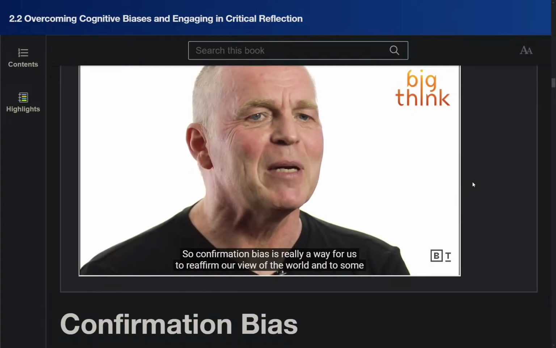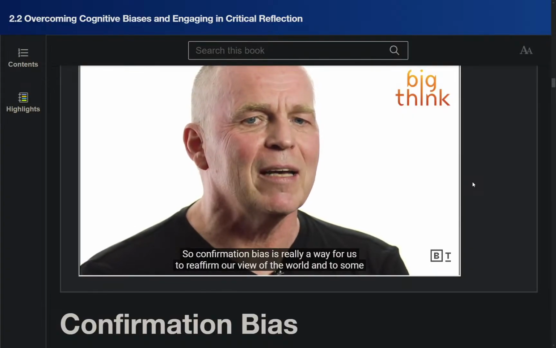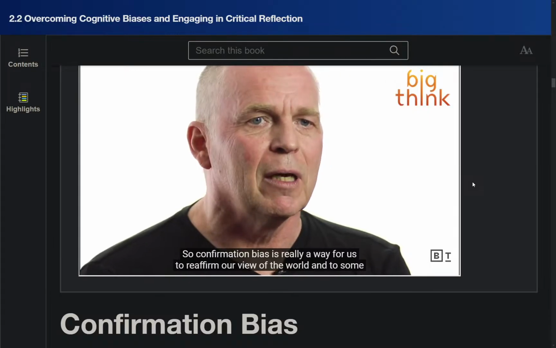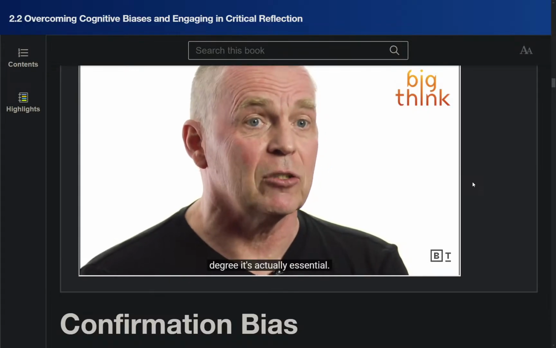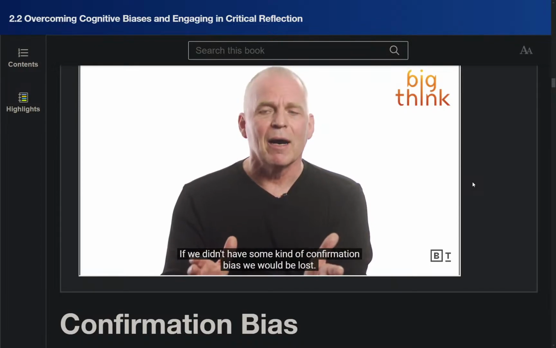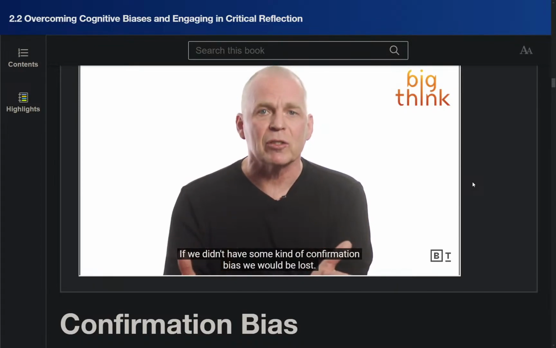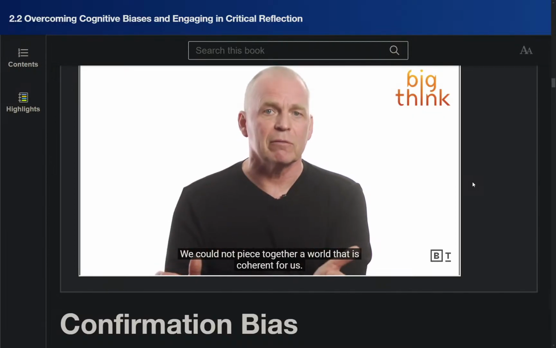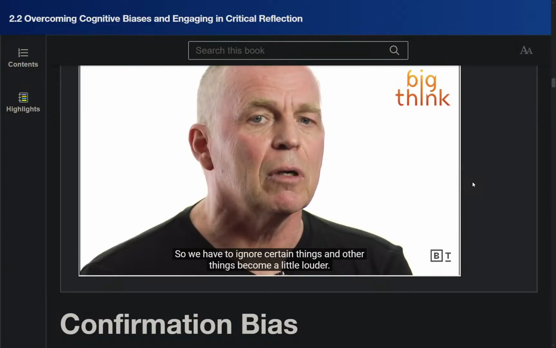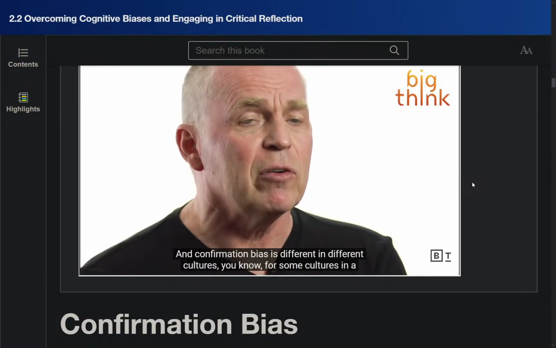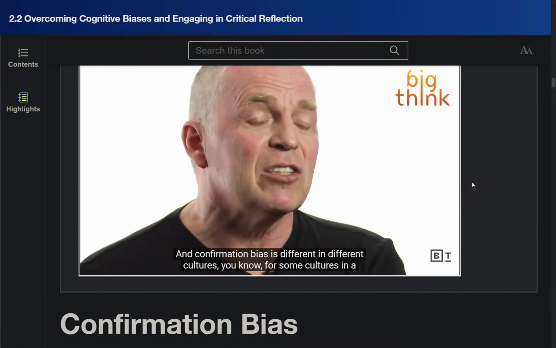So confirmation bias is really a way for us to reaffirm our view of the world. And to some degree, it's actually essential. If we didn't have some kind of confirmation bias, we would be lost. We could not piece together a world that is coherent for us. So we have to ignore certain things and other things become a little louder. And confirmation bias is different in different cultures.